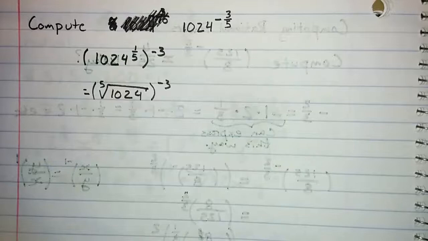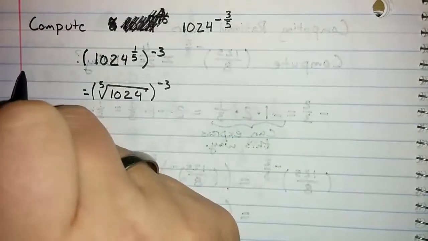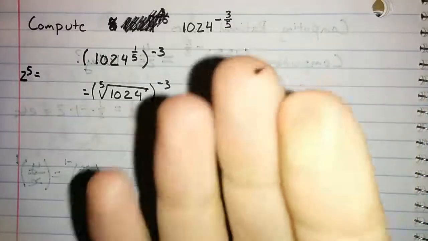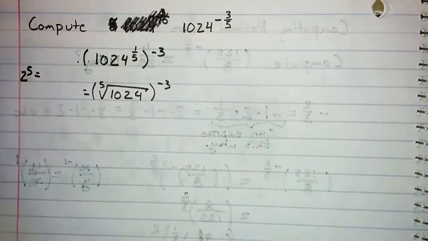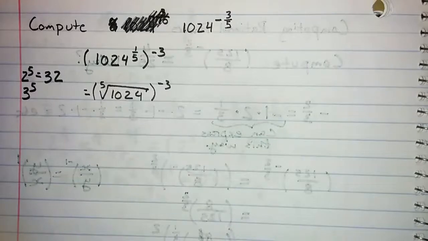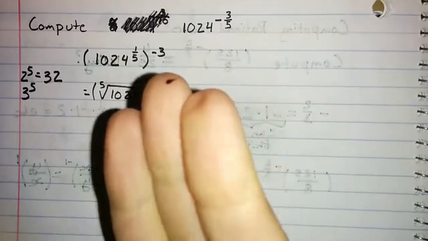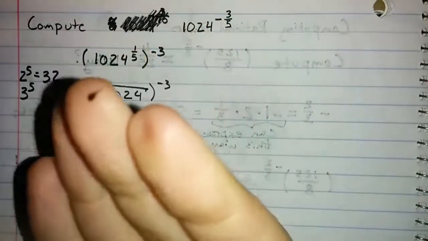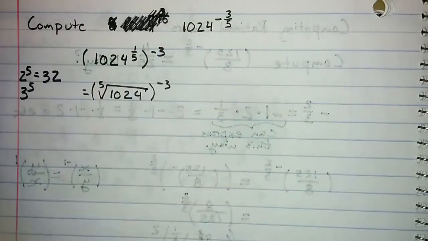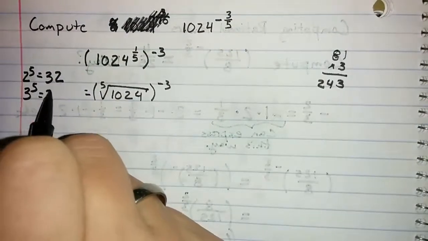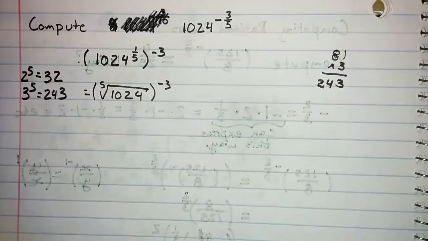All right, let's have a list of 5th powers. 2 to the 5th is 2, 4, 8, 16, 32. Am I going to count powers of 3 on my fingers? Not very high. 3 to the 5th? Well, 3, 9, 27, 81, 81 times 3. Let's write that down. 243. A lot of good that does us.